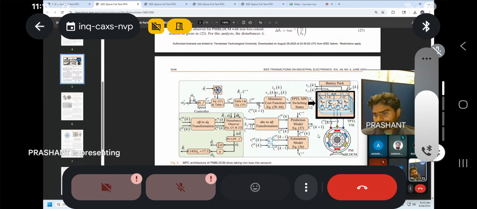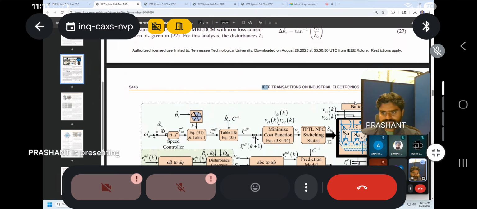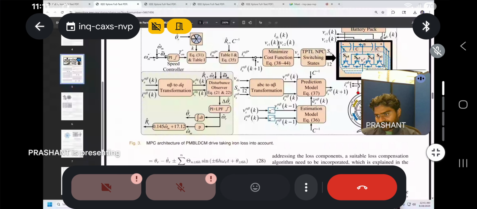So this is a brushless DC motor drive. So BLDC, as the name suggests, brushless DC motor drives, permanent magnet brushless DC motor drives, permanent magnet. So three things we will focus on here. One is permanent magnet, another is BLDC.